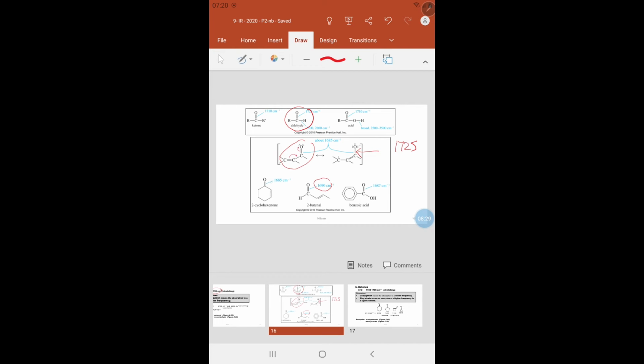Okay, so second example is for the ketones. Normally the frequency is 1710, but the conjugation makes it less than the normal frequency, which is now 1685. Same goes to carboxylic acid. The normal frequency for carboxylic acid is 1710, but you have a conjugation here from the benzene ring. So now the frequency of C double bond O becomes 1687. So conjugation lowers the frequency of the carbonyl group.